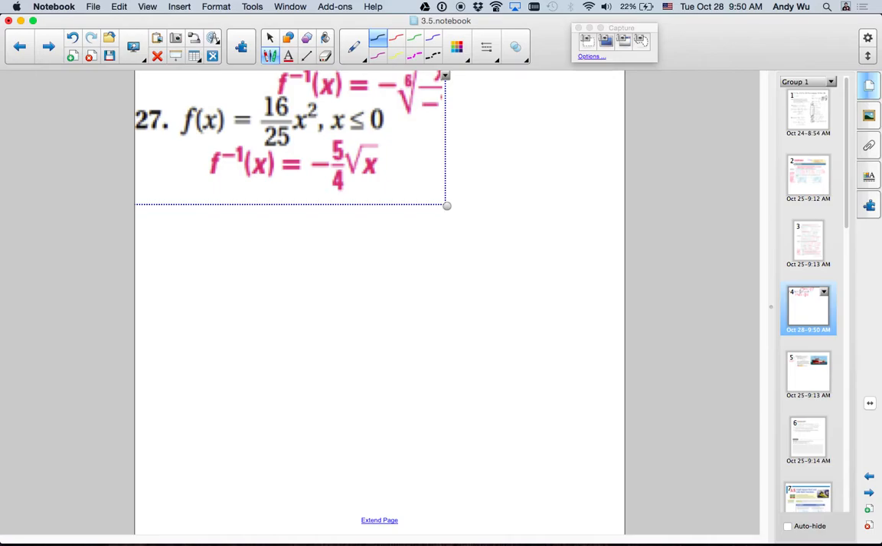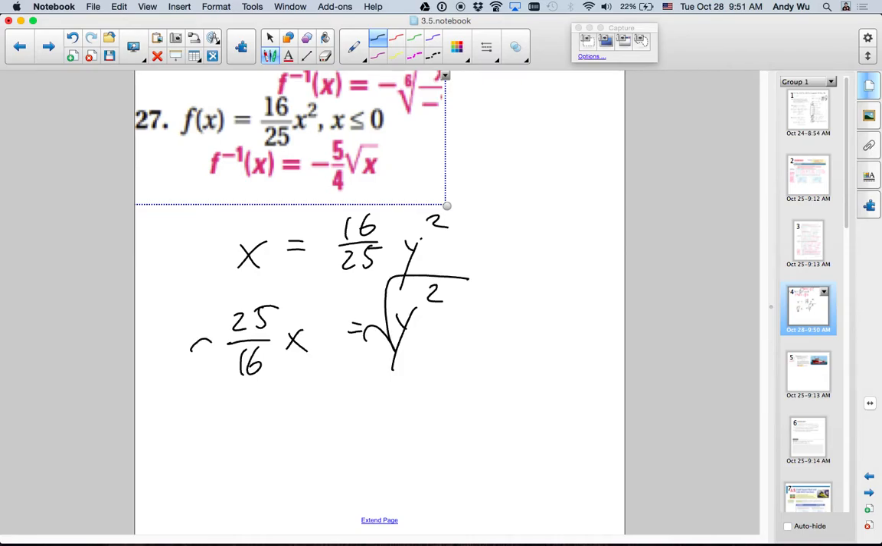Instead of just negative, you shouldn't have been positive anyway. This whole time, you switch x and y, right? So you have x equals 16 over 25 y squared. You have 25 over 16 x equals y squared. In your next step, you did this. And your mistake is that you didn't do that.